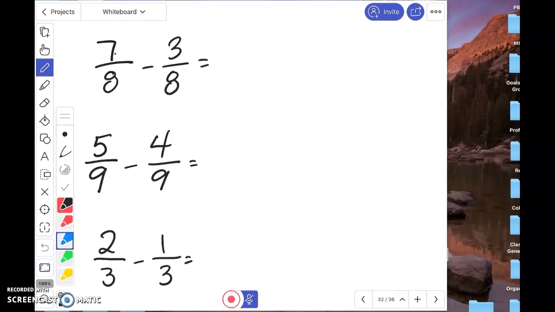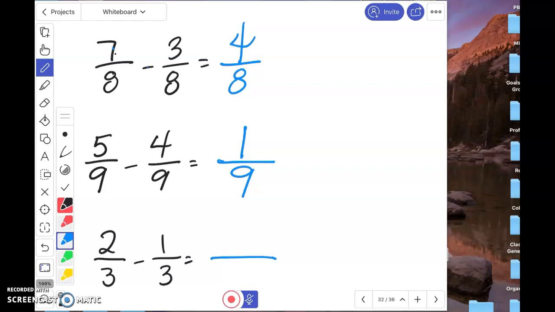So now the same's true with subtraction. Keep the denominator, work the numerator. 7 minus 3 is 4. Keep the denominator, work the numerator. 5 minus 4 is 1. You do this one. Pause and do it. Okay, keep the denominator, work the numerator. Piece of cake.